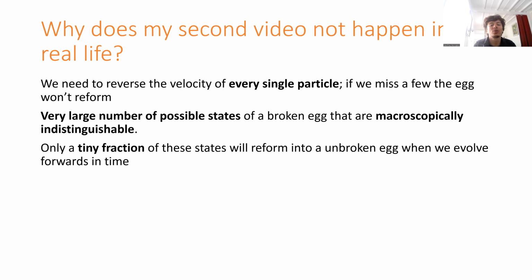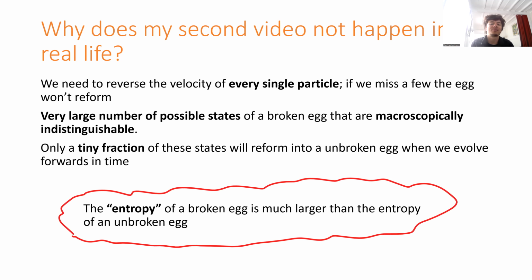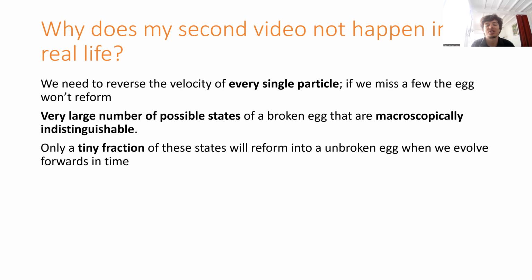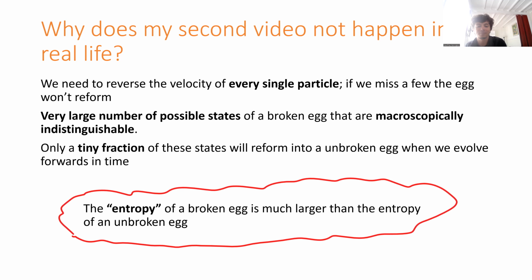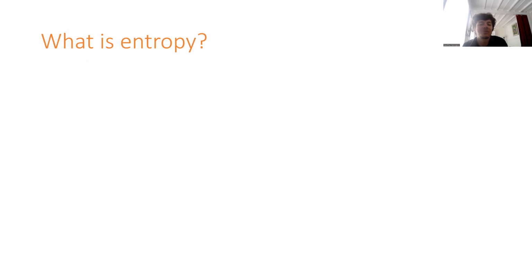And there's a general rule in physics that says that only a tiny fraction of these states can possibly reform into an unbroken egg when we evolve forwards. And this is that the entropy of a broken egg is much larger than the entropy of an unbroken egg. So what do we mean by entropy here?